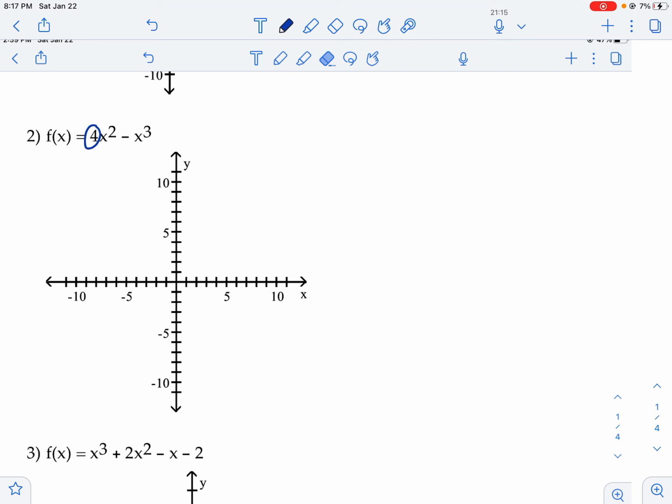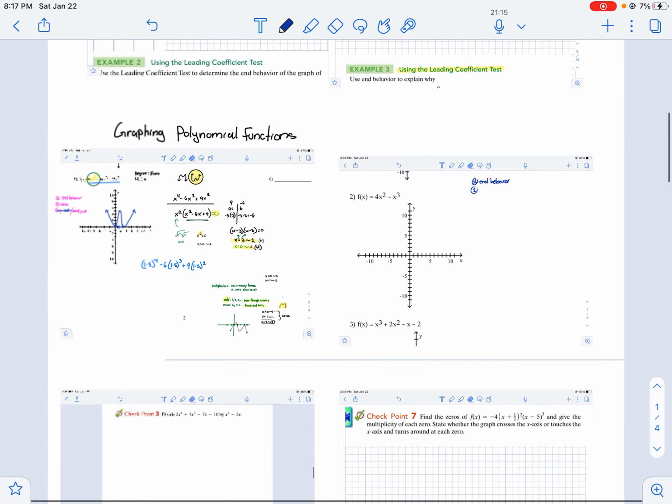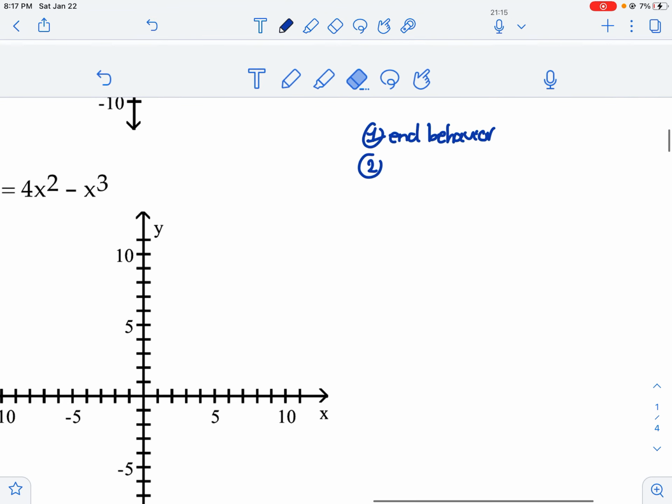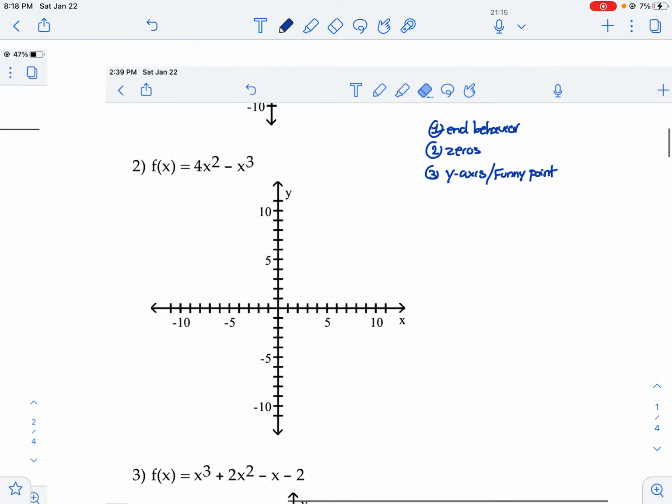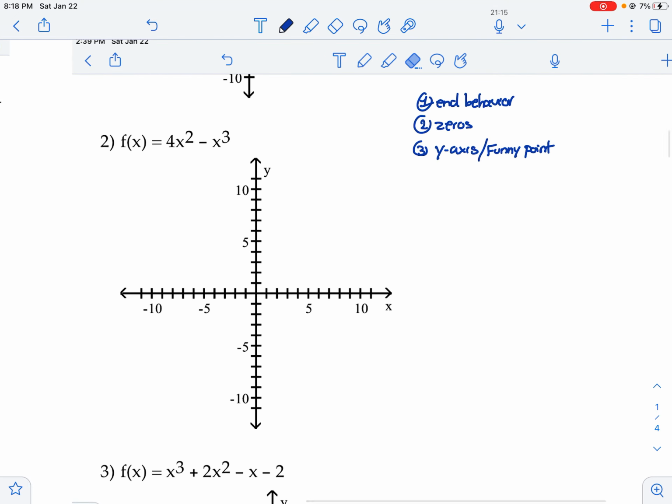So, what do we look for first? First is end behavior. Second is, I want you to answer to yourself, see if you remember. Second is, I'm not going to lie, I forgot, but I didn't forget zeros. There we go. Zeros. And third is y-axis, funny point. Okay, so what are we going to do? We're going to start with the 4.